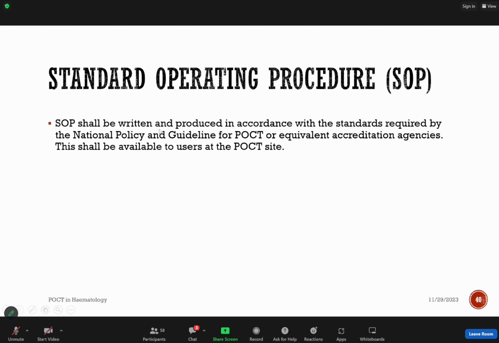Standard operating procedure: SOP shall be written and produced in accordance with the standards required by the National Policy and Guideline for POCT or equivalent accreditation agencies. This shall be available to users at the POCT sites.